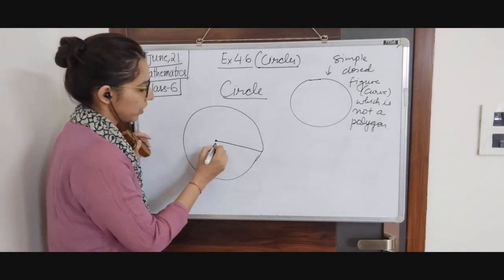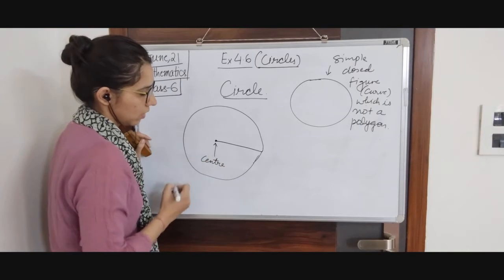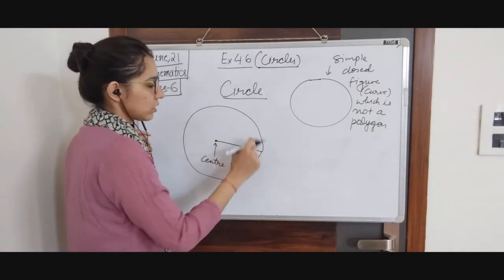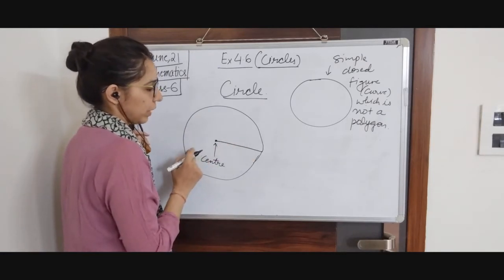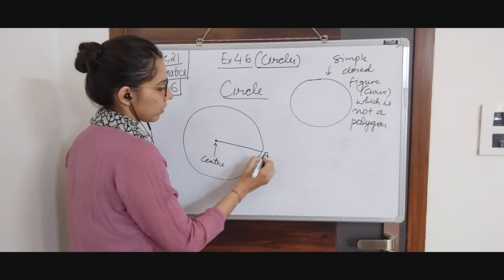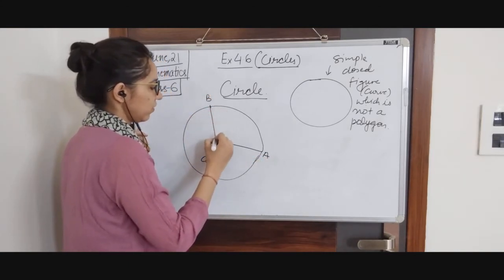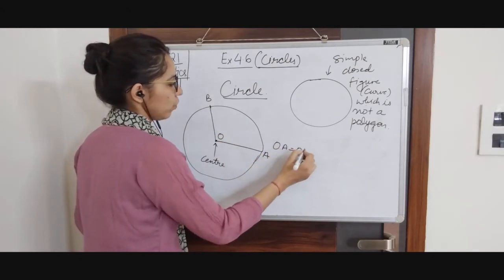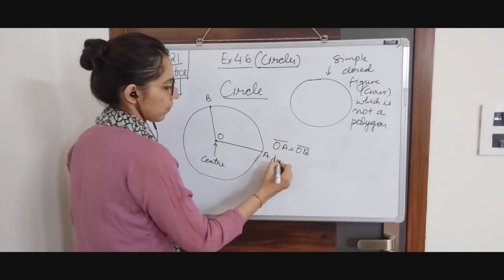This point that you fixed is known as the center of the circle, and the distance between any point on the circle and the center of the circle is always going to remain the same. Suppose this is point A, and we take another point B. Then this distance OA is going to be equal to OB.